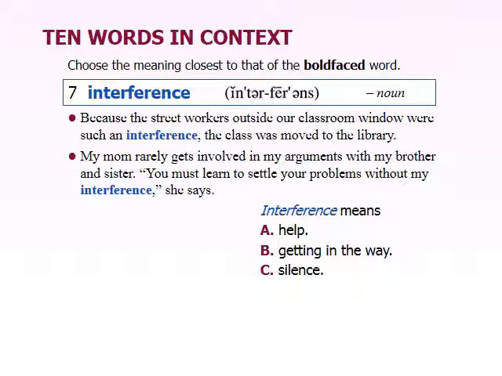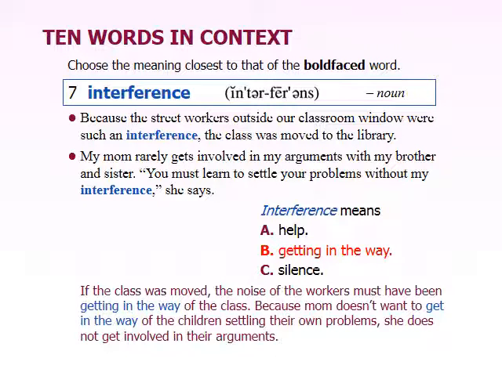Okay, so moving on to the next one here. This is interference. Now this one ends in "ence," which is a clue for us most of the time that it's a noun. Because the street workers outside our classroom windows were such an interference, the class was moved to the library. My mom rarely gets involved in my arguments with my brother and sister. You must learn to settle your own problems without my interference, she says. So interference means getting in the way.